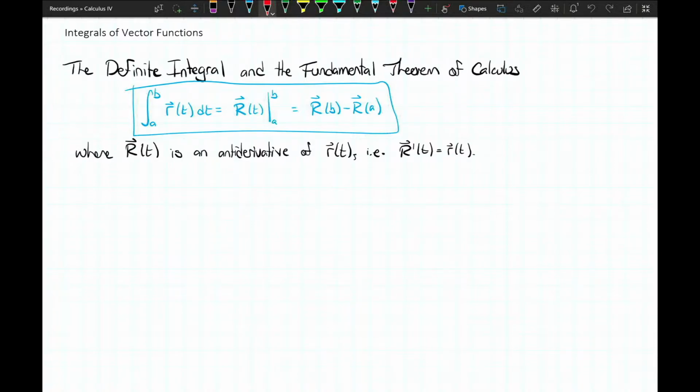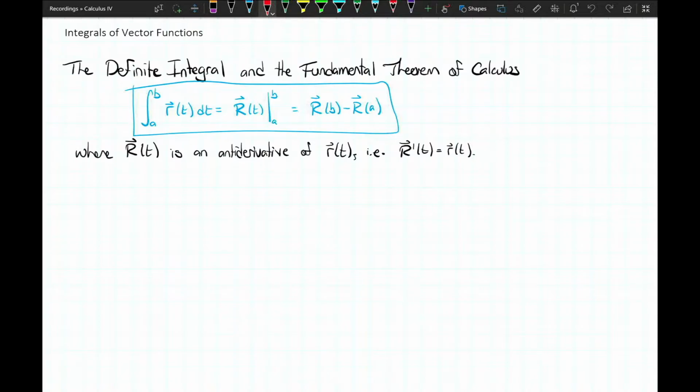We have r of t being our vector function. We can integrate that from a to b with respect to t. And it is simply just a matter of finding an antiderivative. So we understand how to take the derivative of a vector function. Capital R prime of t would have to just equal r of t. And then we evaluate that from a to b by subtracting capital R of b minus capital R of a.